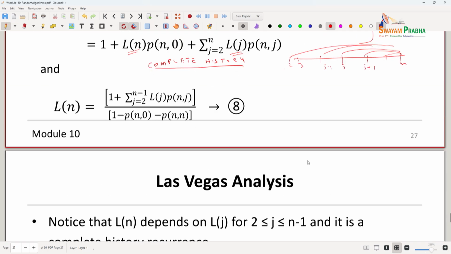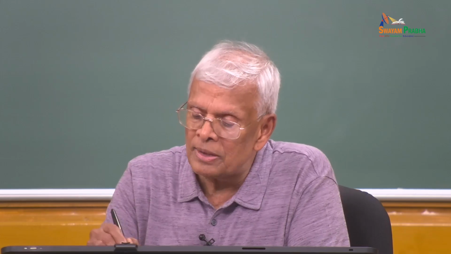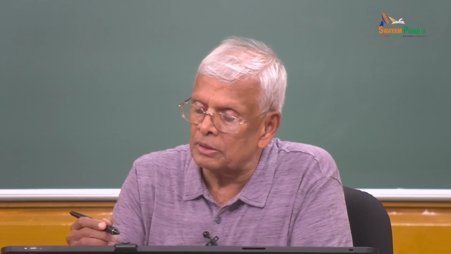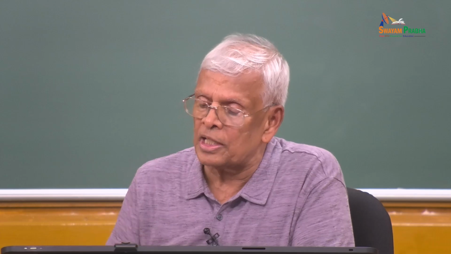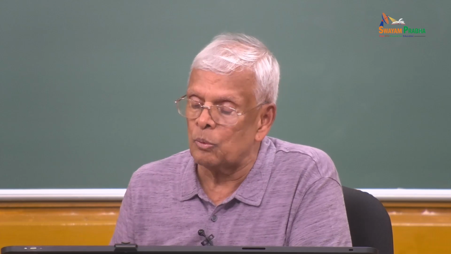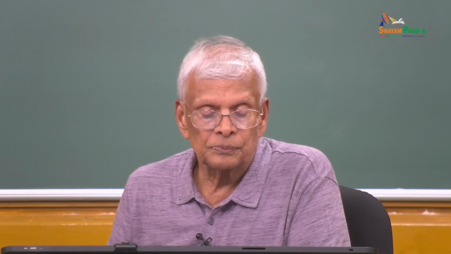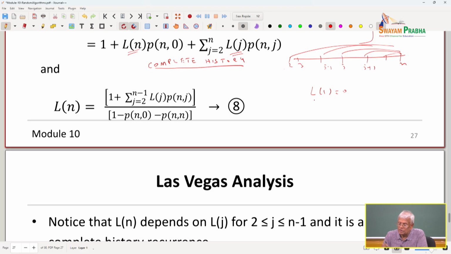Okay, now I want you to be able to solve this equation. So what is L_1? In a city with only one person, there is no need to conduct election. So the average number of rounds is L_1, L_1 is 0. Are you with me? So what is L_2?